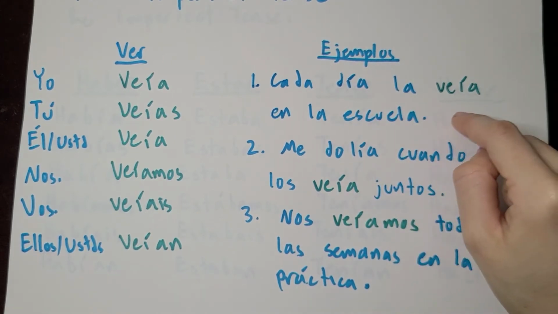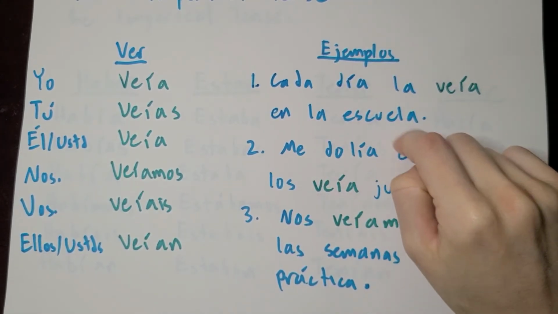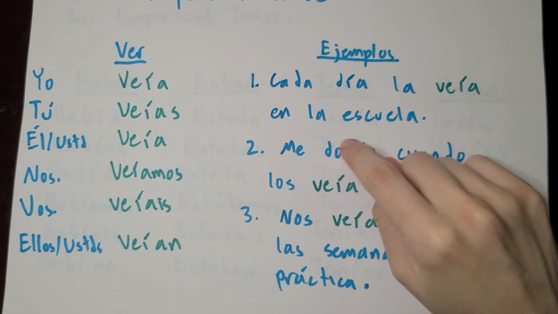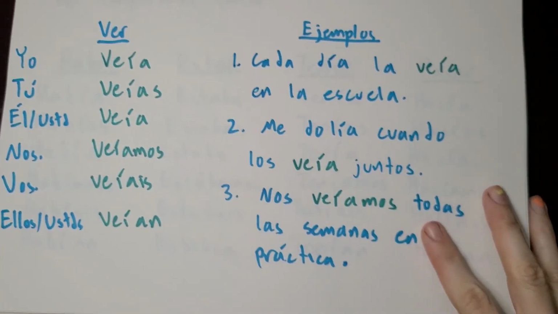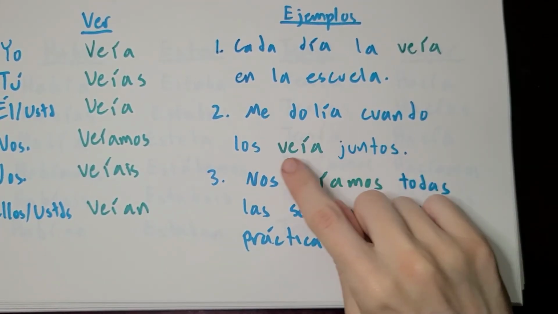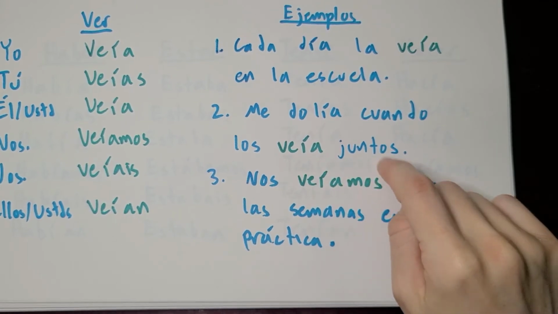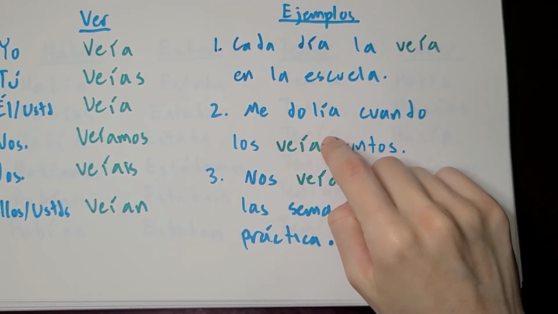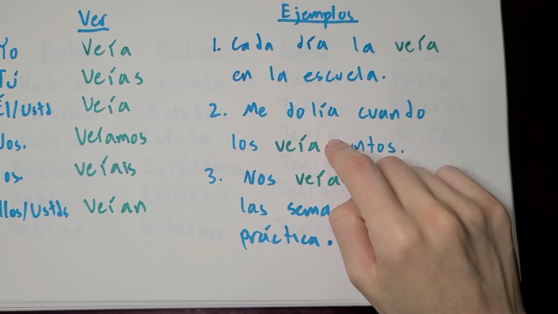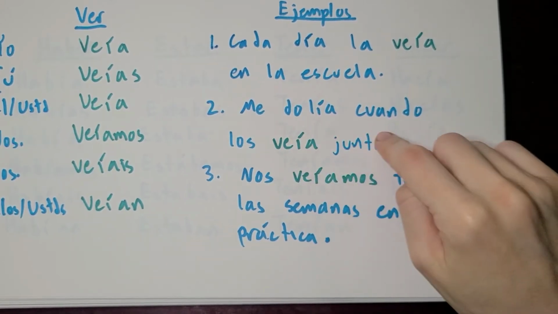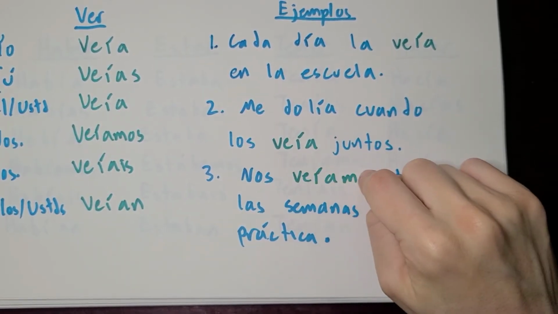Cada día la veía en la escuela. Every day I would see her at school. 2. Me dolía cuando los veía juntos. Me dolía. So this comes from doler. Doler means to hurt or to feel pain. Me dolía cuando los veía juntos.